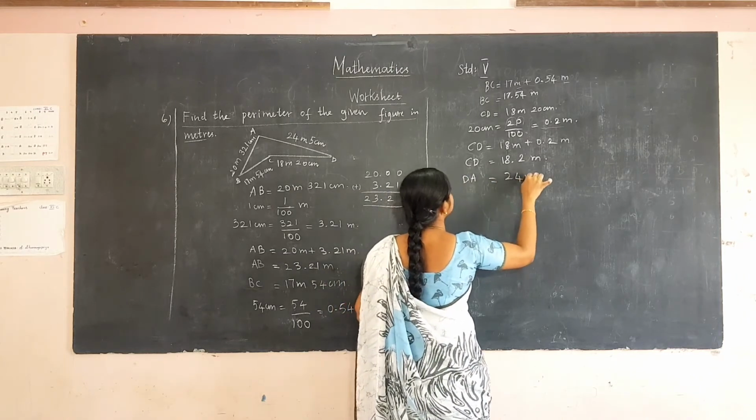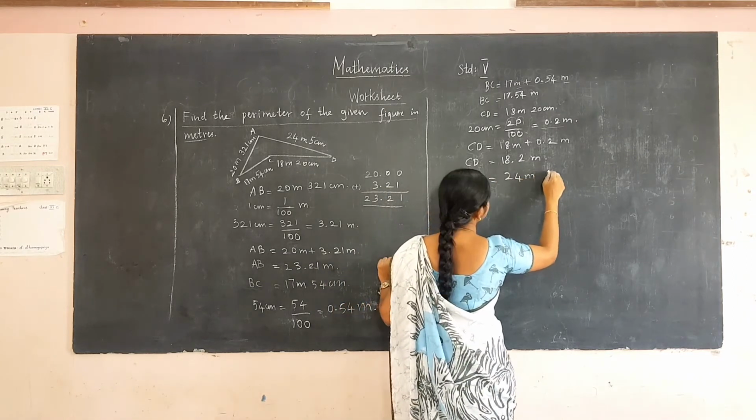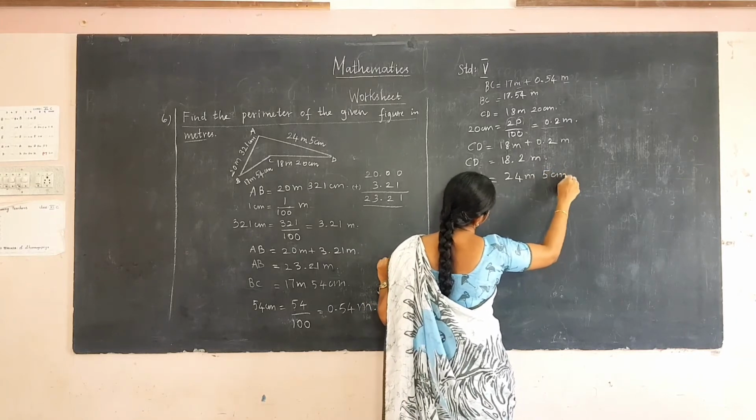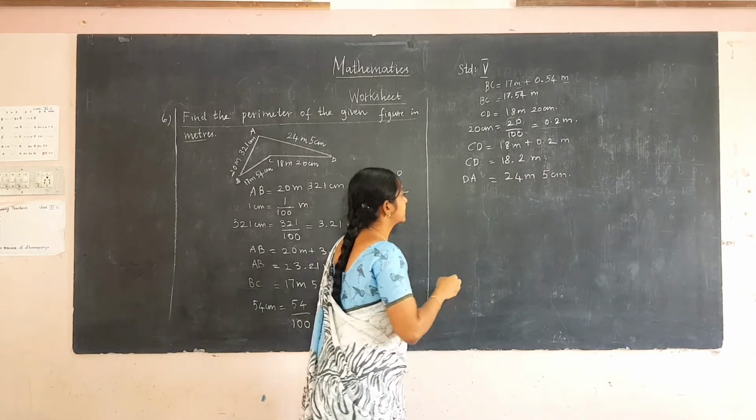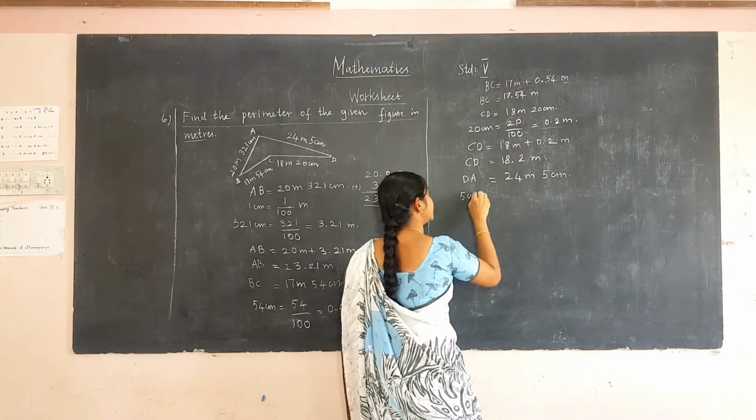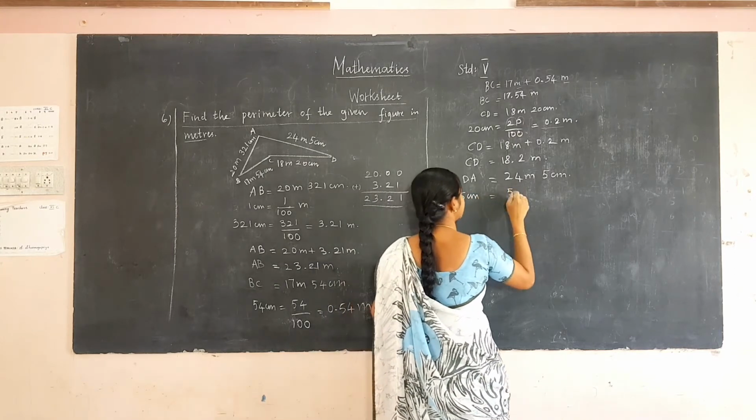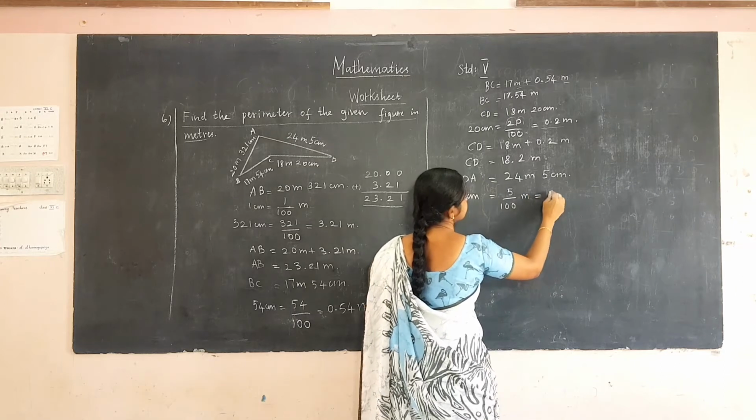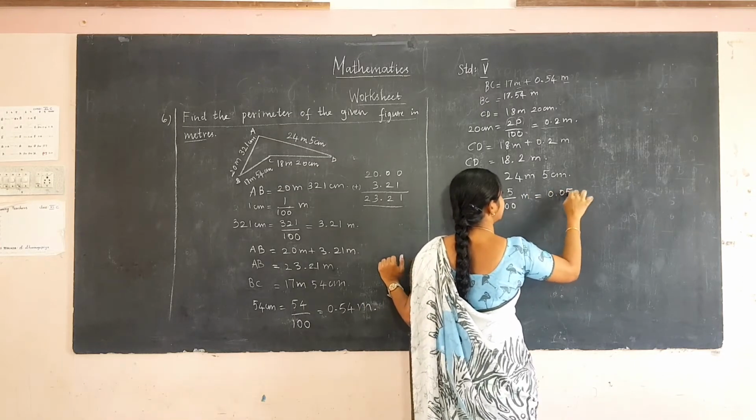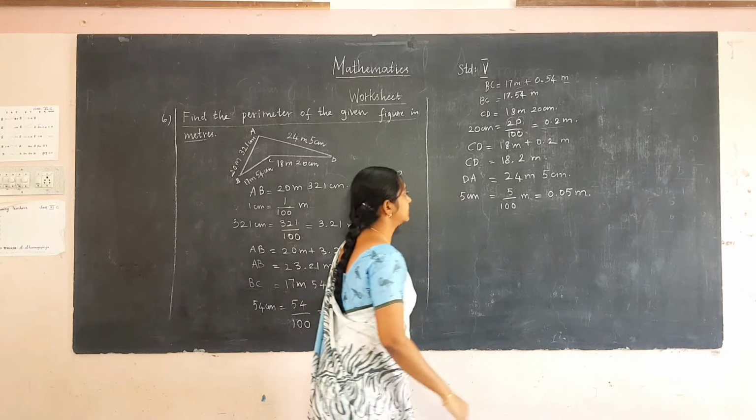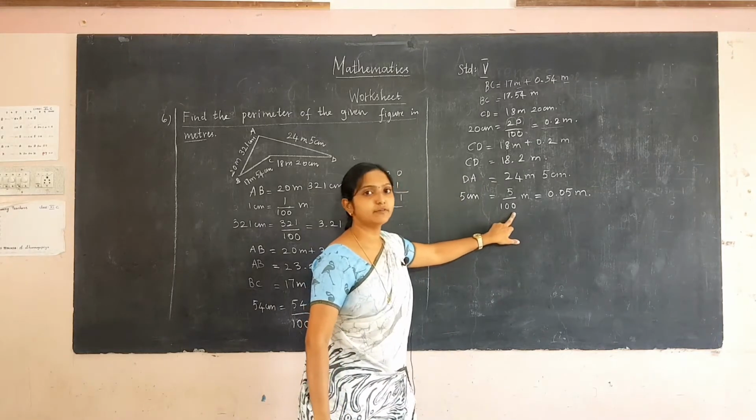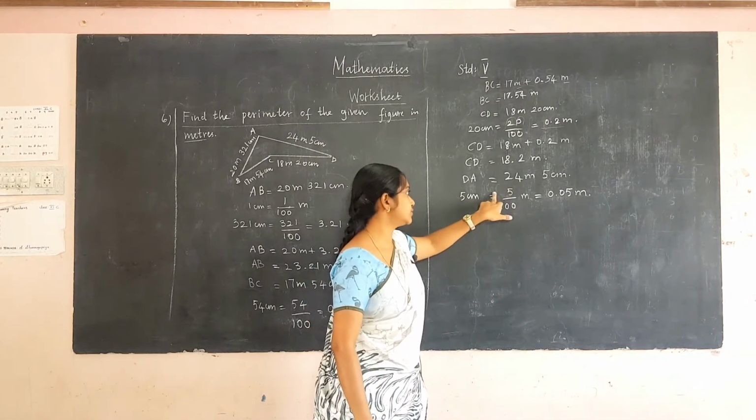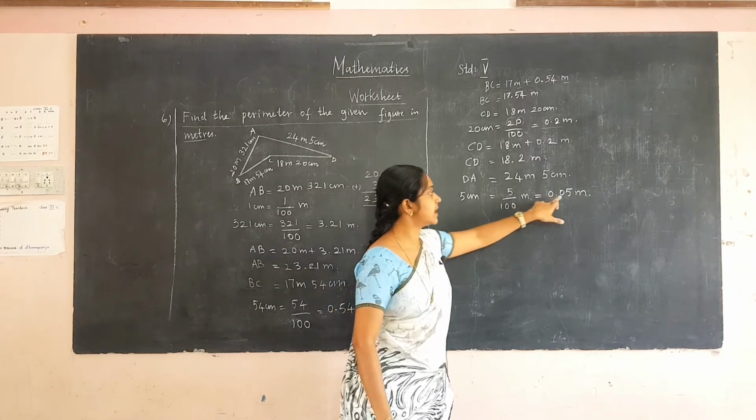24 meter, 5 centimeter. 5 centimeter equals 5 divided by 100 meter. So it is 0.05 meter. We have to keep the decimal point before 2 places, 1 and 2. Here we don't have any number, so we have to put a 0.